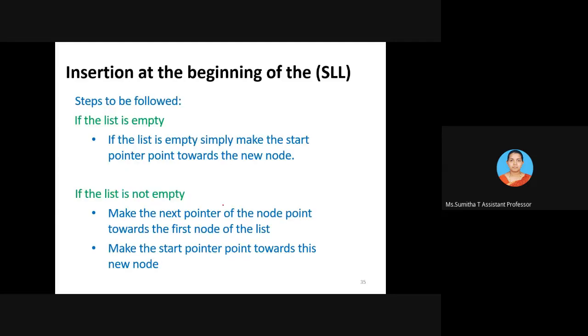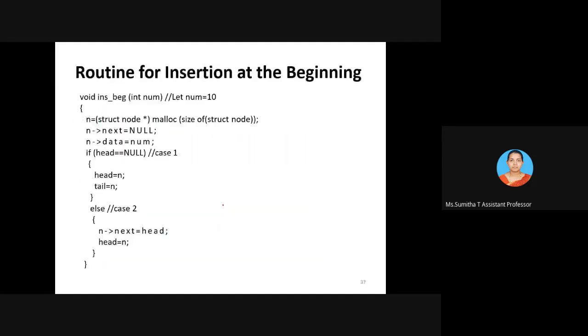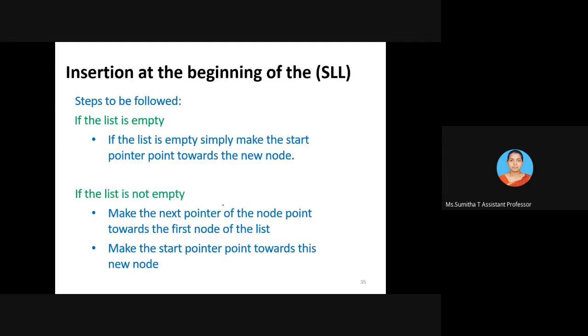Now I start with insertion at the beginning of the list. Here I stopped yesterday. First, we'll see what possibilities there are. First, I'm going to insert one node at the beginning. If the list is empty, what will happen? I'm going to insert one node in the linked list, but there is no node in the linked list, no elements. Then what will happen?